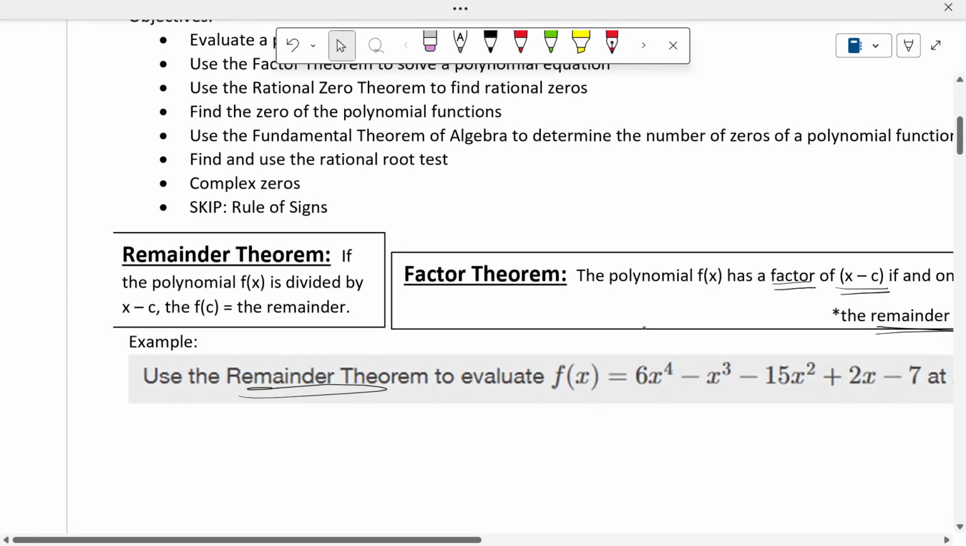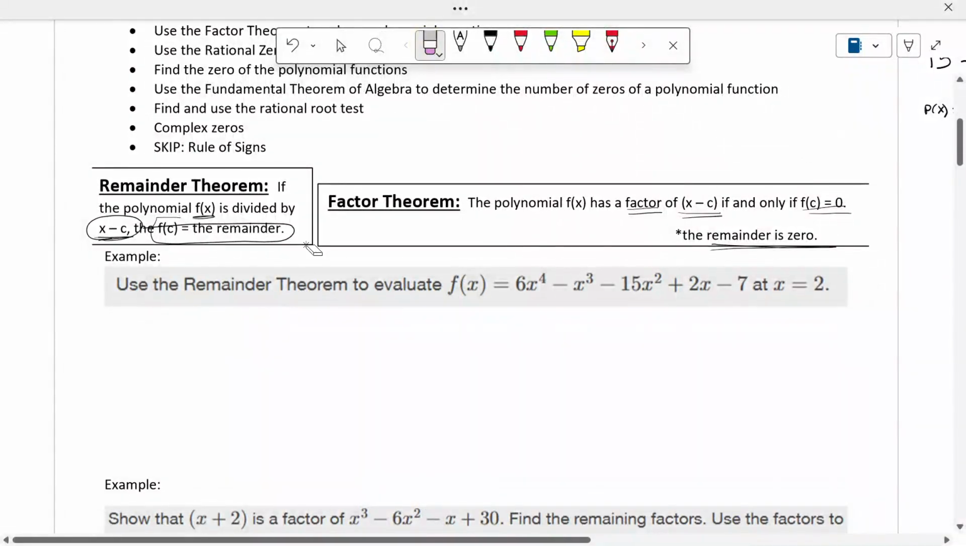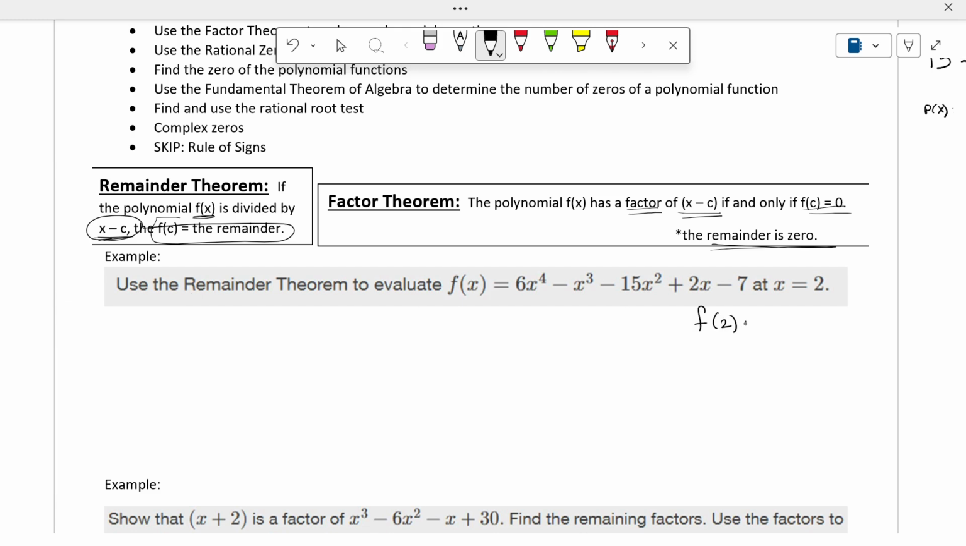Now, this lends itself well to the remainder theorem. So consider this. If we take a polynomial and we divide it by a quantity, in this case x minus c, okay? If there's no remainder, it's a factor. If there is a remainder, then that's what f of c will equal. And you're going to see that right here in this first example. So we are going to use this remainder theorem to evaluate f of 2.